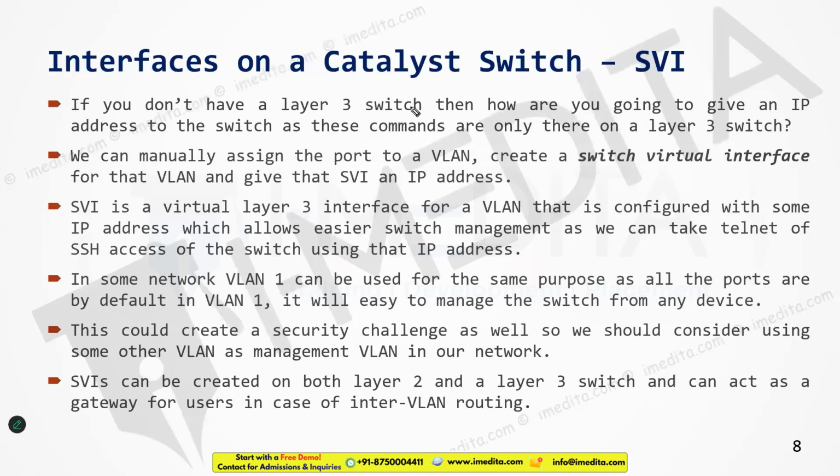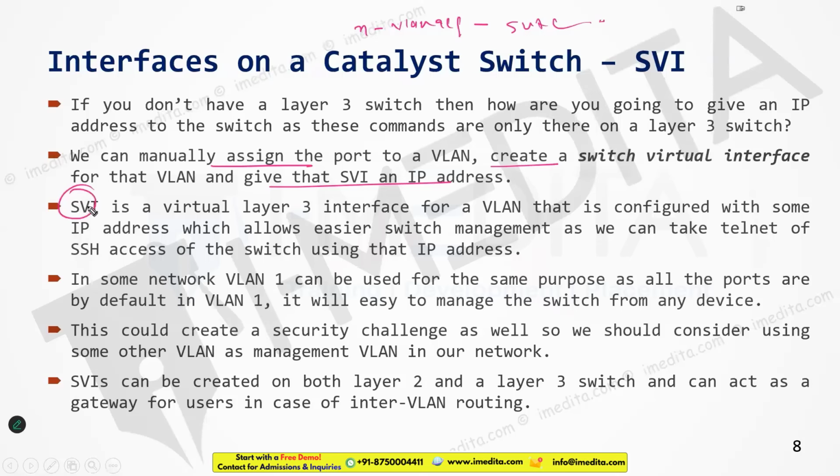If you, for example, do not have a layer 3 switch, let's say you are still working on 2950, 2960, how are we going to give the IP address to the switch so that we can take the management access and all that, telnet, SSH, because these commands are only available on the layer 3 switches? So what we can do, we have n number of interfaces. We can configure those n number of interfaces in a VLAN. We can configure an SVI for that VLAN, and we can give that IP address to that SVI.